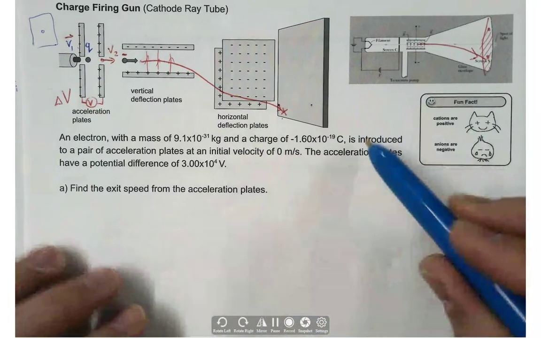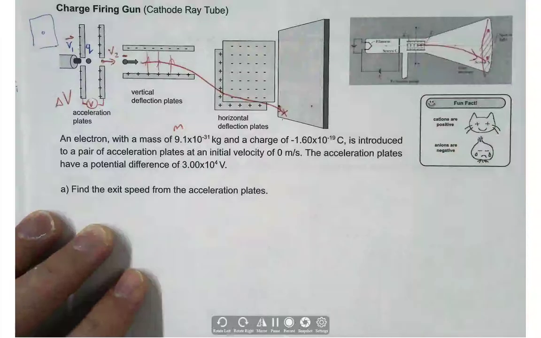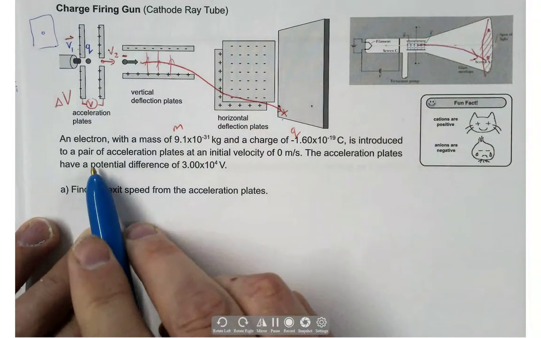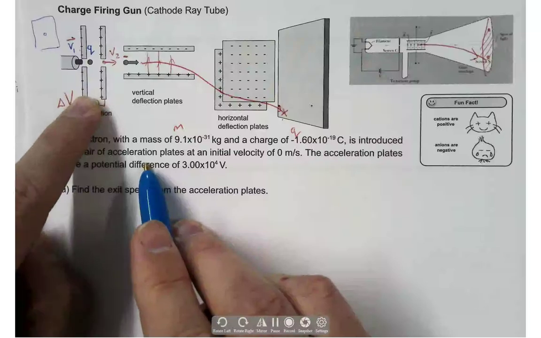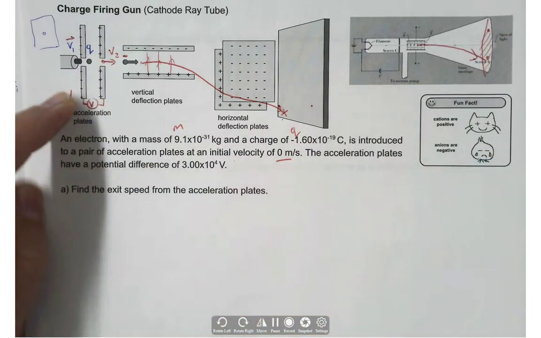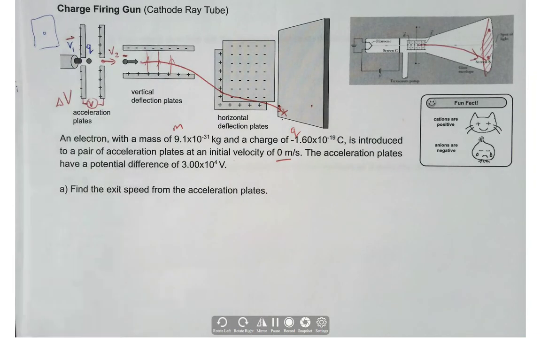All right, so this charge has a mass, and it has a Q value. And it's introduced into a pair of acceleration plates. Remember, that's the first pair of plates at an initial velocity of 0 meters per second. Now, we're just going to say, oh, this electron just barely ionizes away, right? Remember, cations, anions, okay? Just barely ionizes away, so it gets introduced with the speed of 0 meters per second.